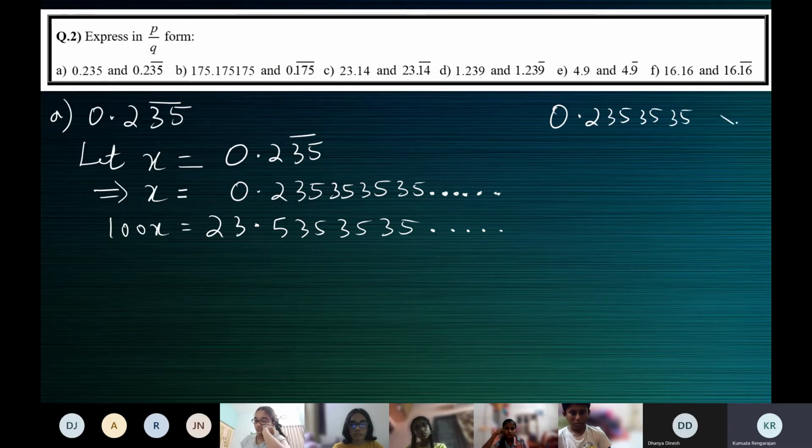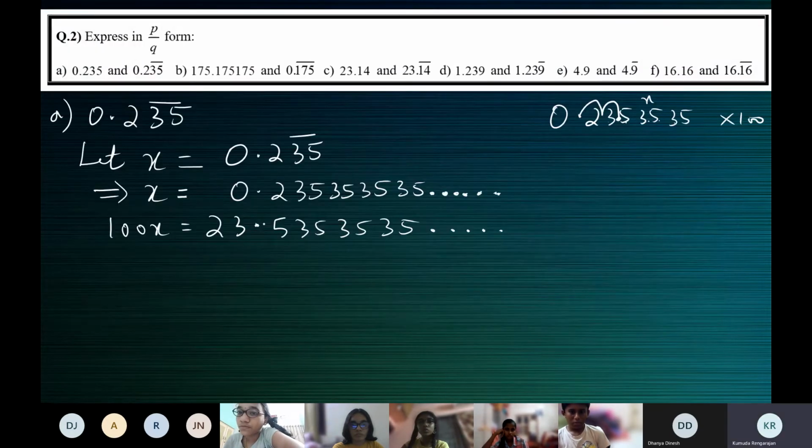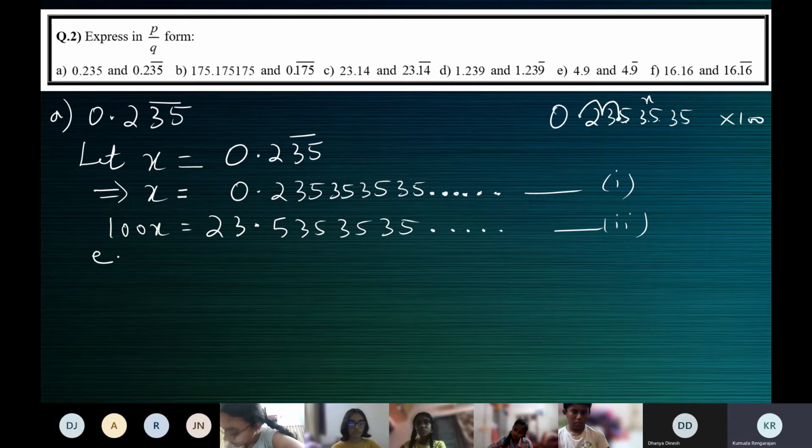0.2353535... going on forever into 100. This is x into 100. So 1, 2, 23 point here, 23.5353535. See 23.5, then 353535. You should be very careful there while multiplying. So we call this equation 1 and this one equation 2. Now we are going to do equation 2, the bigger equation, minus the smaller one. Equation 2 minus equation 1.